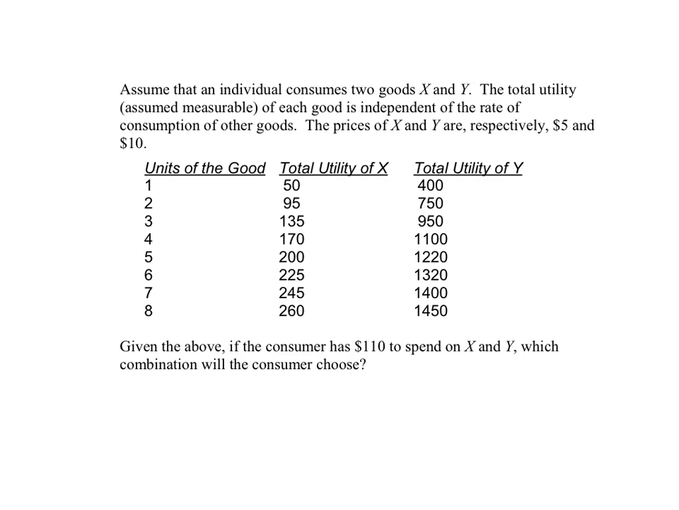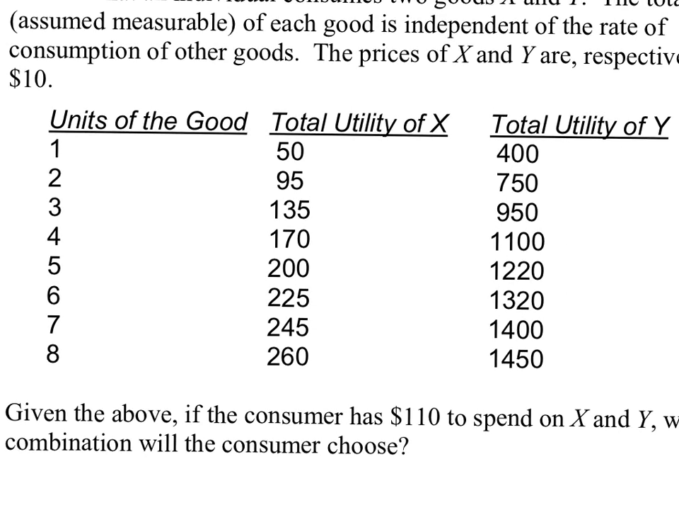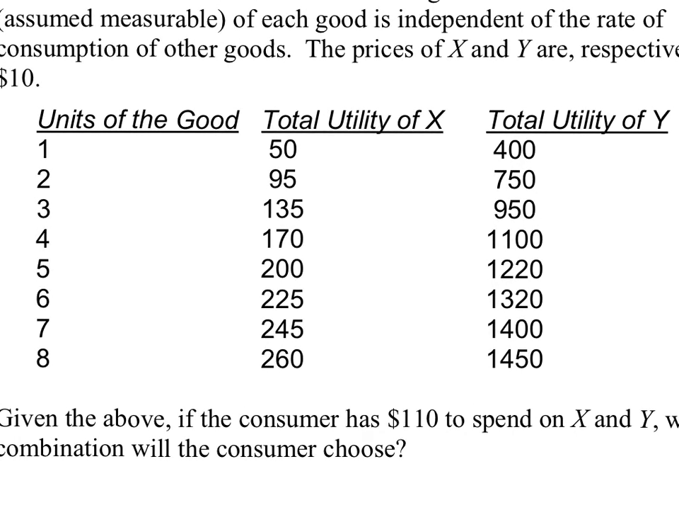So let's look at a problem. This might look familiar. Assume that an individual consumes two goods, X and Y. Total utility for each good is independent of the rate of consumption of the other goods, and we are given total utility for X and Y in our table. The price of good X is $5, the price of good Y is $10, and the consumer has $110 to spend on good X and Y. What combination of the two goods will the consumer choose?